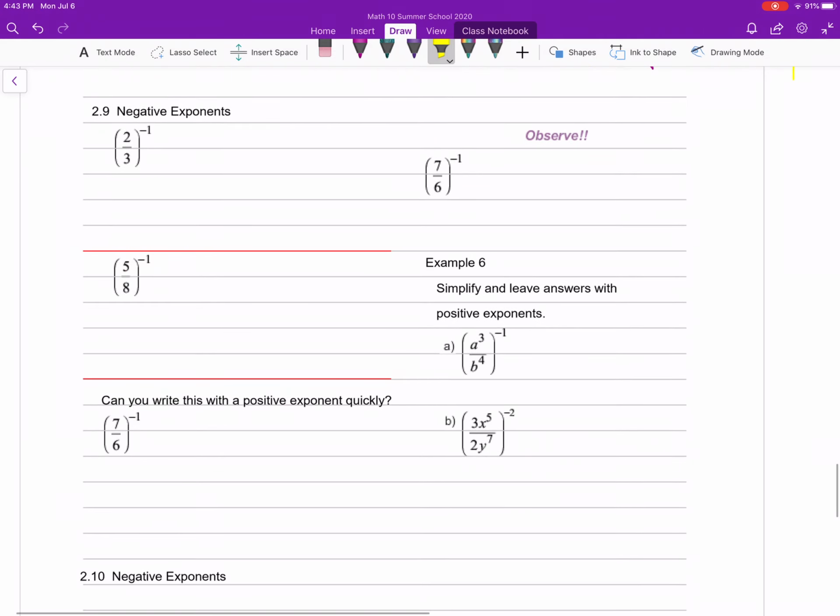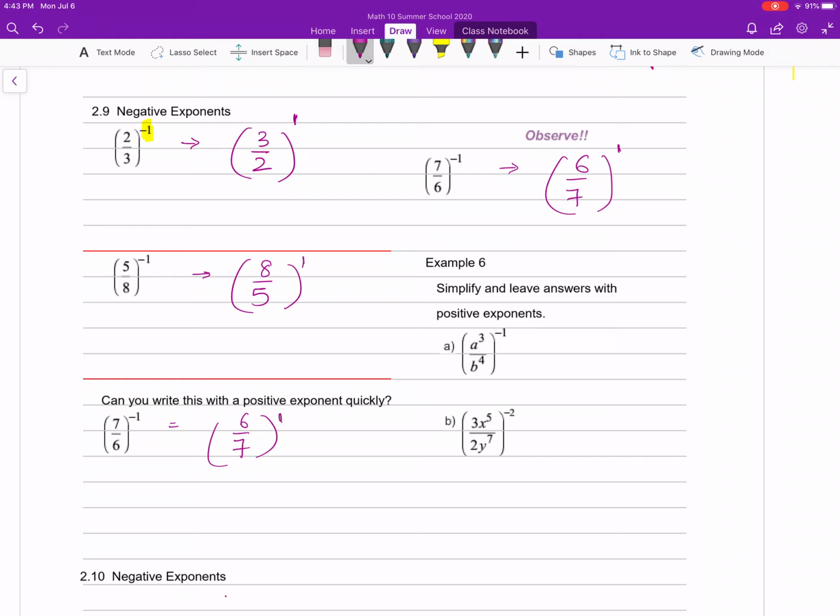So this becomes 3 over 2. It will become positive. This will be 6 over 7 and make 1 positive. This will be 8 over 5 with the positive. This will be 6 over 7 with the positive 1. So take reciprocal of fraction to make exponent positive.